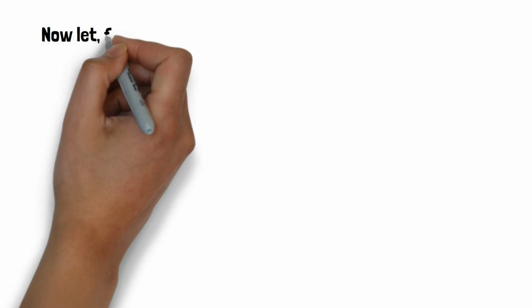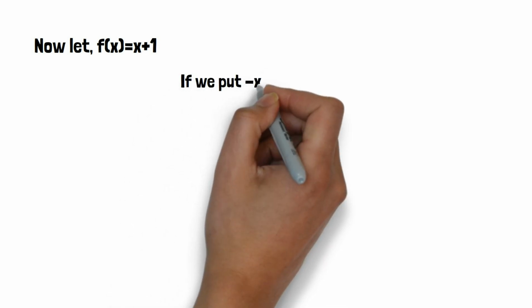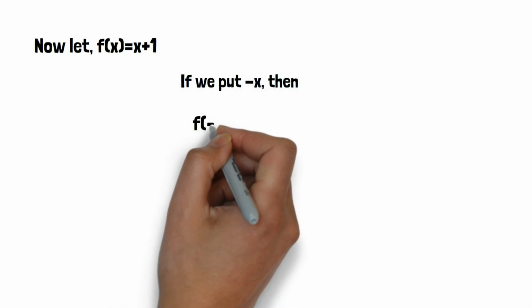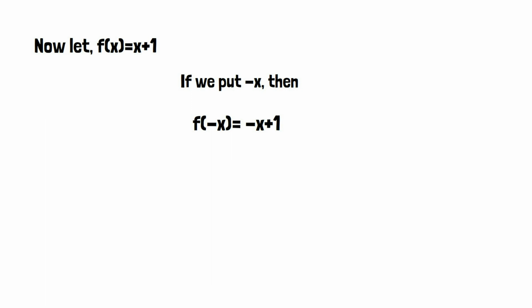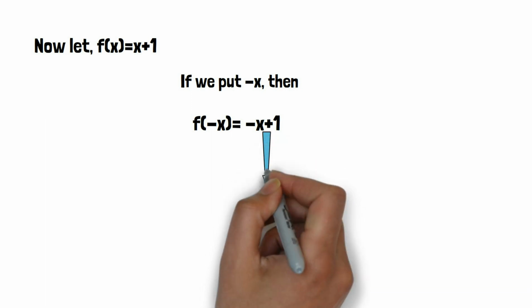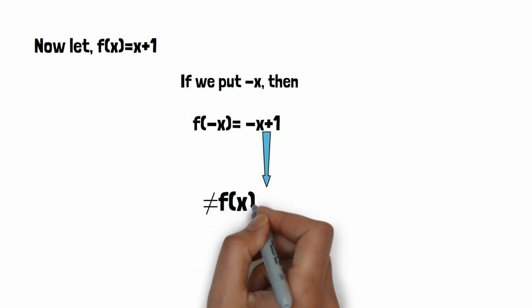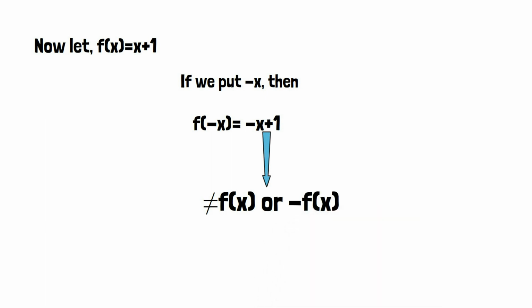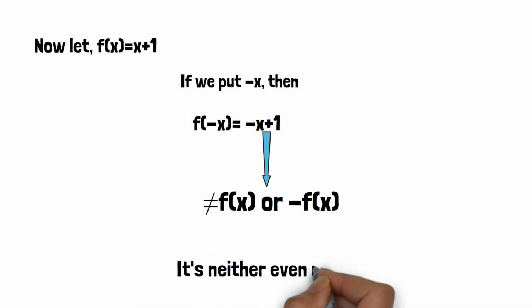Another example is f of x is equal to x plus 1. Here we put negative x, then f of negative x is equal to negative x plus 1. So here it is not equal to the actual function or negative f of x. So it's neither an even nor odd function.